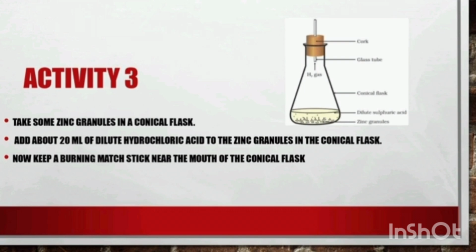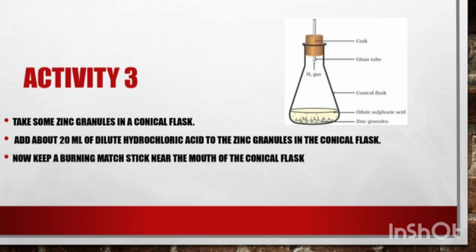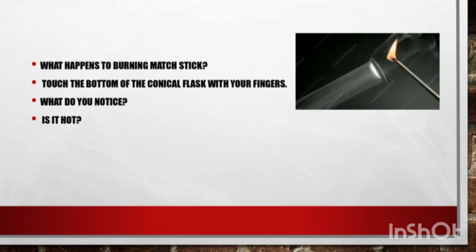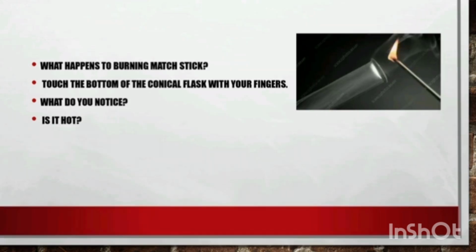Now keep a burning matchstick near the mouth of the conical flask. We are keeping the matchstick near the mouth of the conical flask. What happens to the burning matchstick? So when you are keeping a burning matchstick near the mouth of this conical flask, the hydrogen gas which is coming from the conical flask will burn with a squeaky pop sound. Okay, the pop is the sound of a small explosion, and hydrogen is recognized by the pop when it burns. You know hydrogen, right?